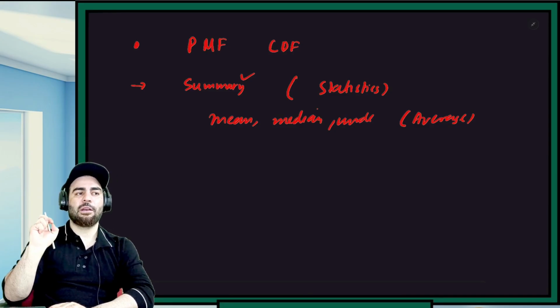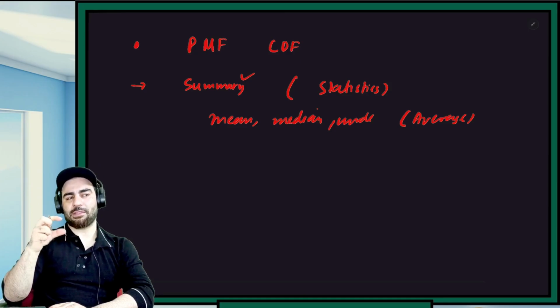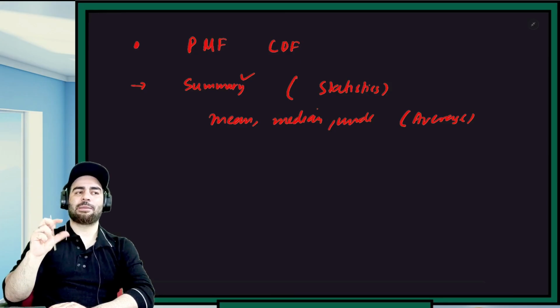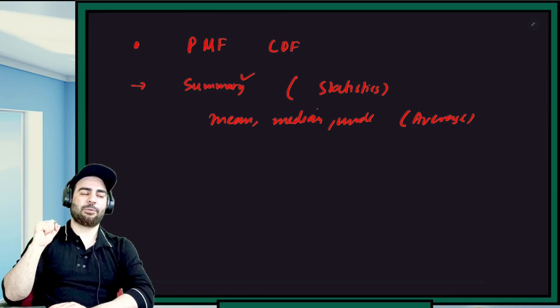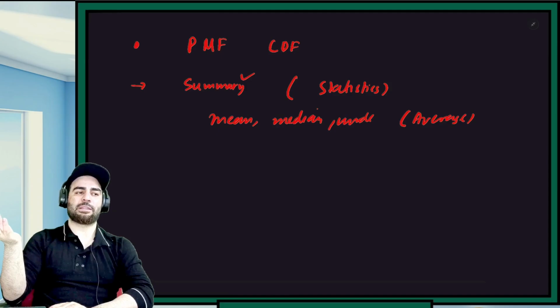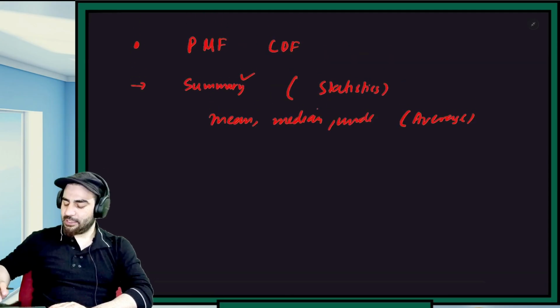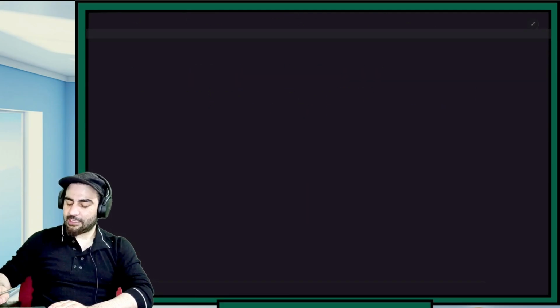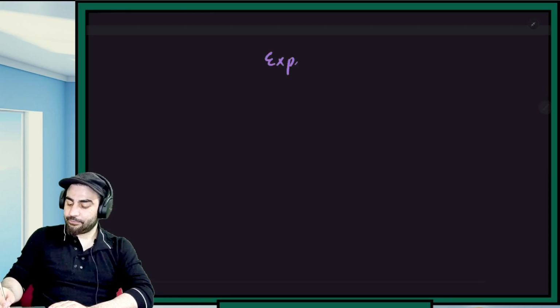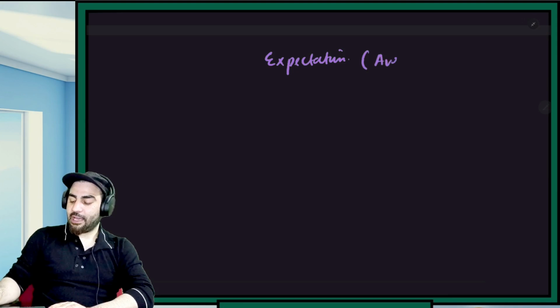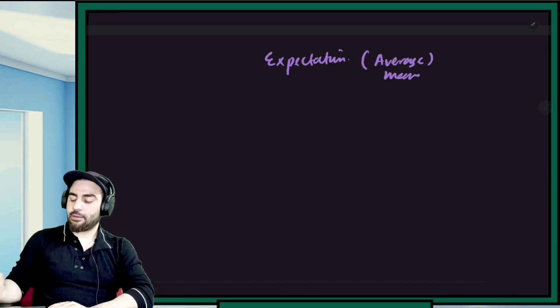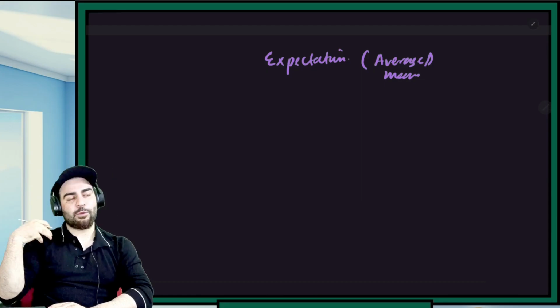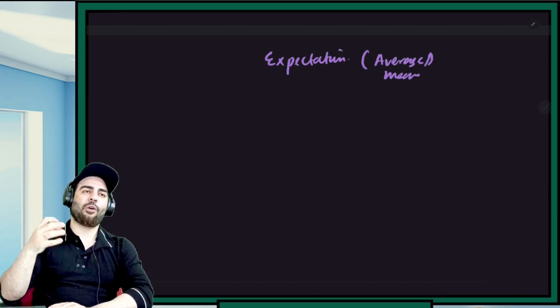If you want summaries of these things, you just give let's suppose one number, or maybe two numbers, or maybe three numbers about the distribution, and you at least get some fair idea about what the distribution is. So in that, we'll first see a summary statistic, that is expectation. The expectation basically is average or mean.